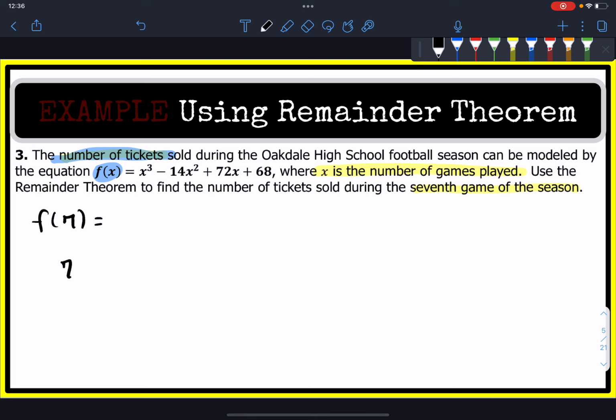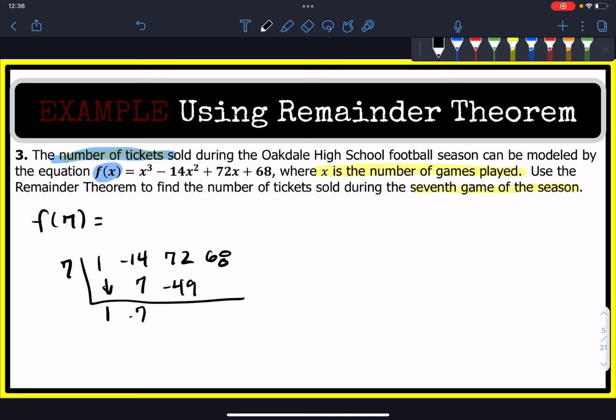So using synthetic substitution, I can figure out that value by multiplying and adding, multiply and adding, which is 23, multiplying 23 with 7, that's 161, and adding it is going to be 229. So there's our answer, 229 tickets after 7 games, or during the 7th game.